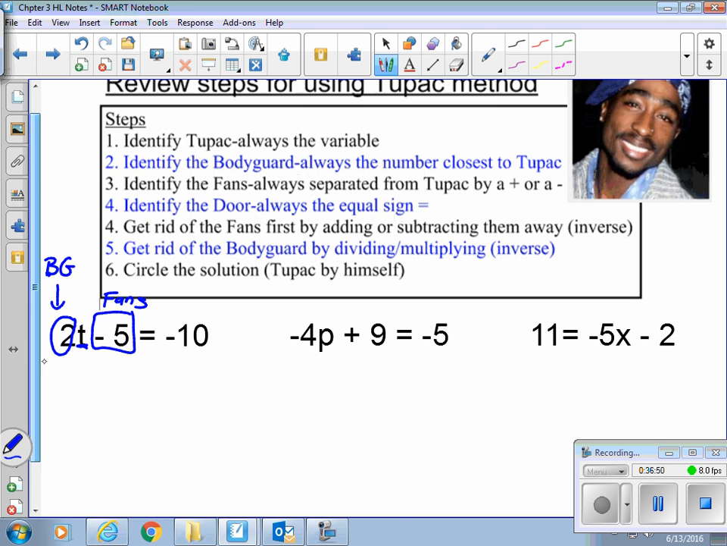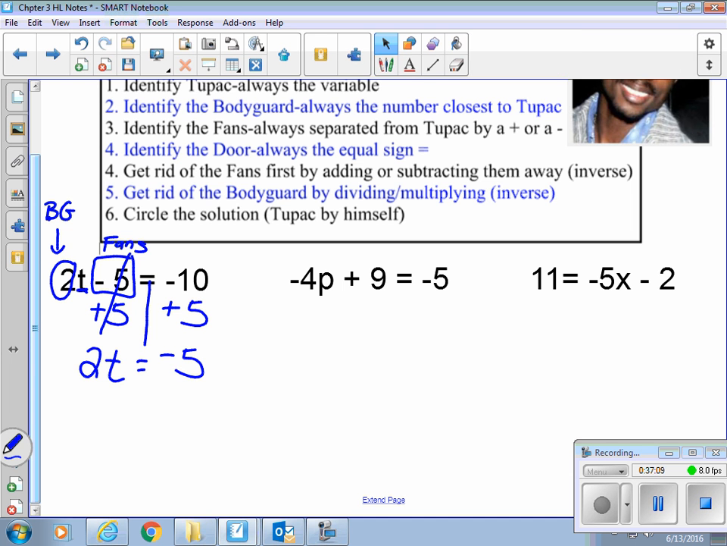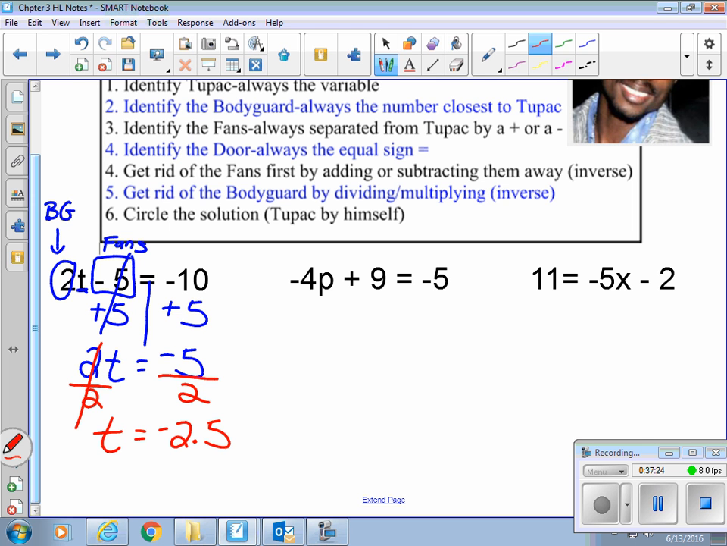So how would I get rid of my fans from this concert first? I'm going to add 5 to both sides. These cancel out, leaving me with just my bodyguard and Tupac. And a negative 10 plus 5 gives me a negative 5. I can then get rid of my bodyguard by dividing both sides by 2. That leaves me with Tupac alone. And a negative 5 divided by 2 would give me a negative 2 5/10, or negative 2 1/2 if you want it as a fraction.